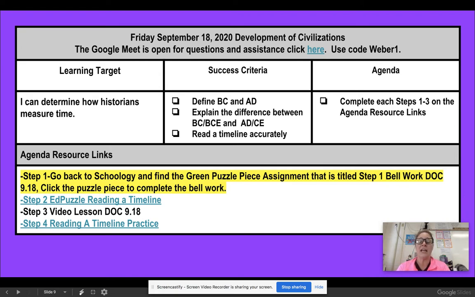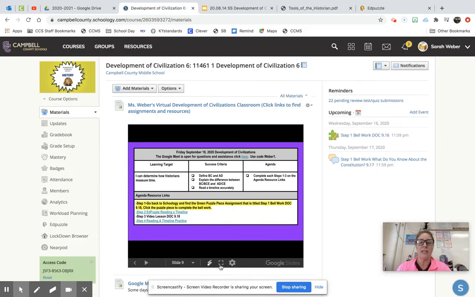Our agenda today includes completing each of the 3 steps that are linked here to the agenda resource links. Step 1, remember we've been doing this since Wednesday. You're going to go back to your Schoology page and find that green puzzle piece that's titled Bell Work DOC 918. Click that puzzle piece to complete the short assignment.